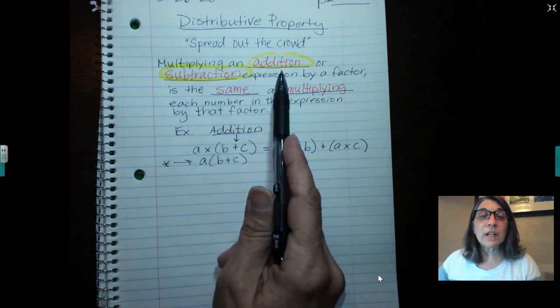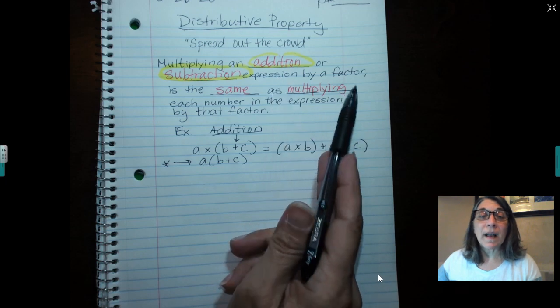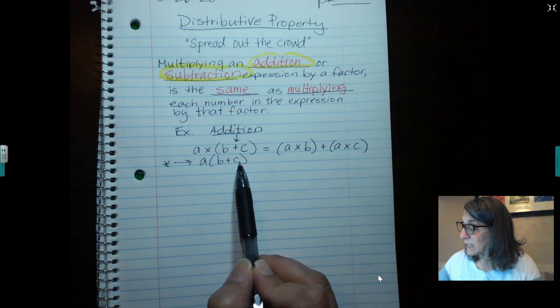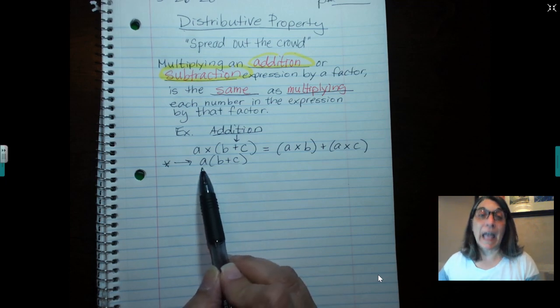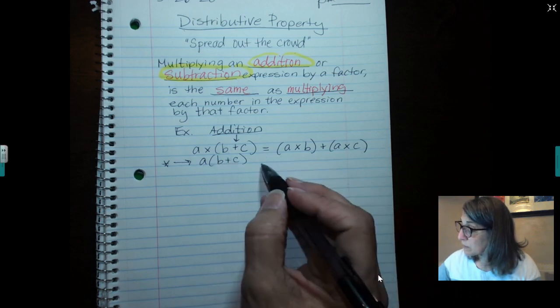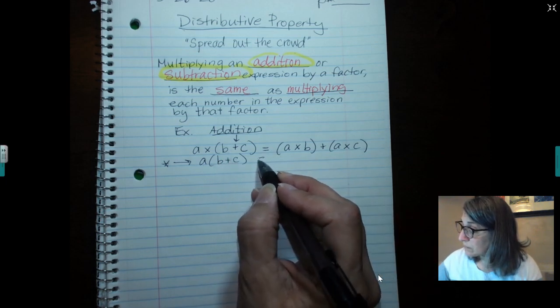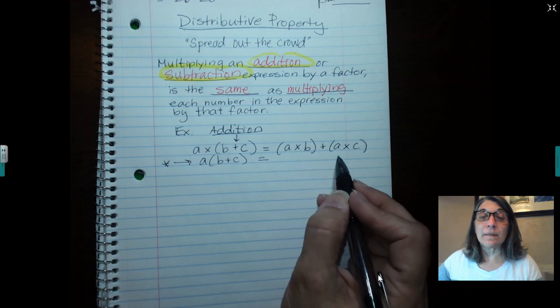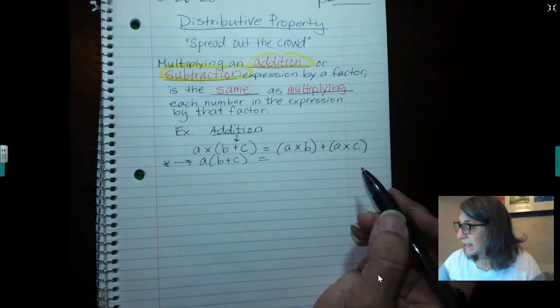The distributive property means I need to take this addition expression that is being multiplied by a factor. So this is an addition expression, B plus C, and it's being multiplied by the factor A. And this right here is the same as, which means it's equal to or equivalent to, this expression: A times B plus A times C. Why is that a thing?